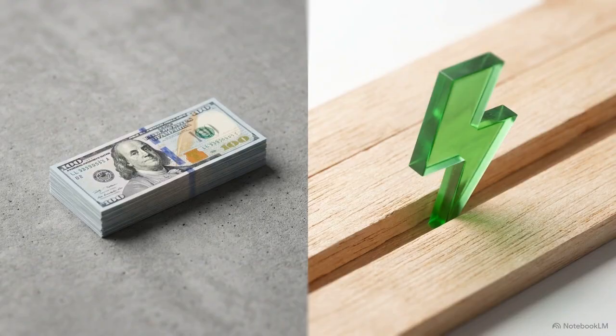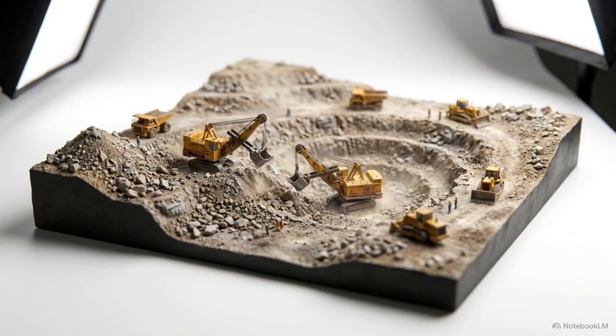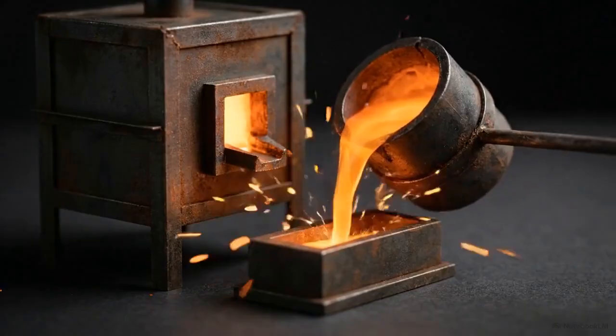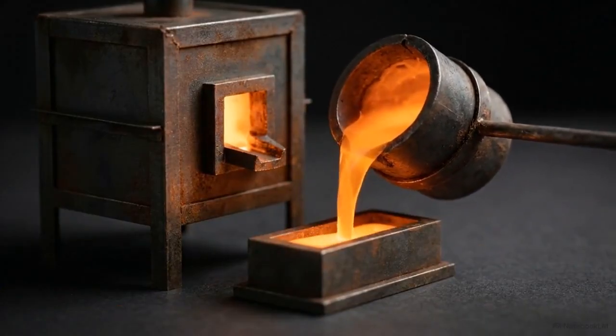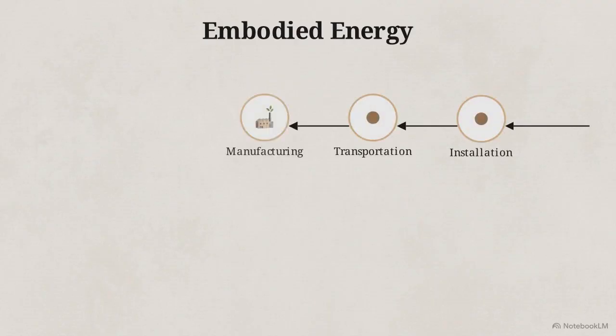While LCCA tracks the money, we also have to track the energy. Most of us focus on the electricity used to run the lights, but a massive amount of energy is consumed before the building even exists. This is the energy required to physically create the building. It takes incredible heat and power to mine ore, melt it, and shape steel beams. This is embodied energy, the total power used for extraction, manufacturing, transportation, and installation.